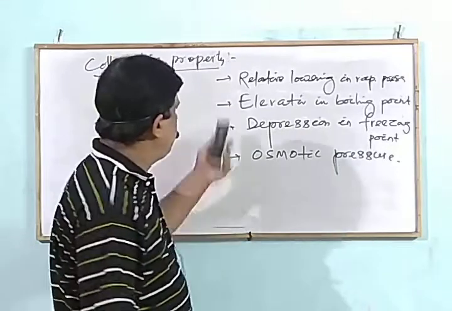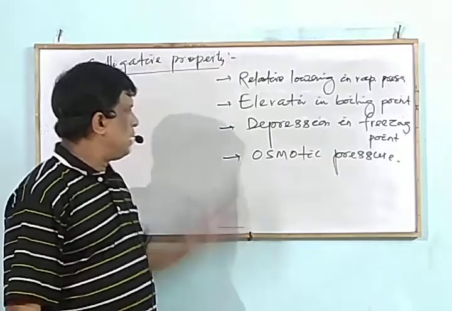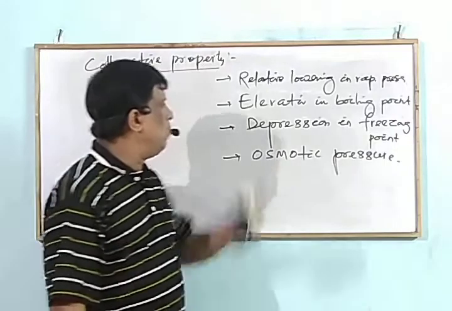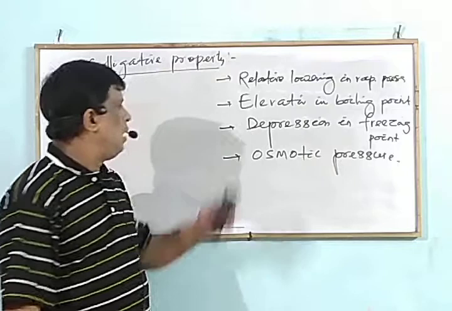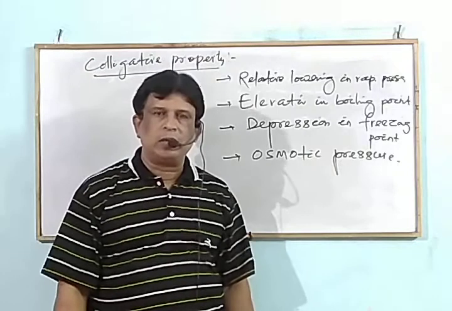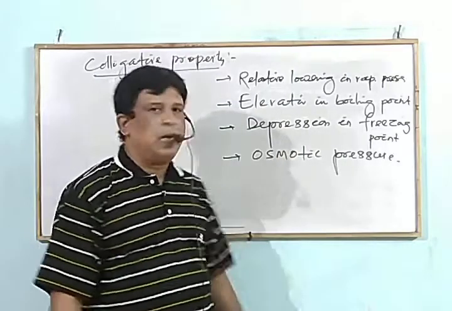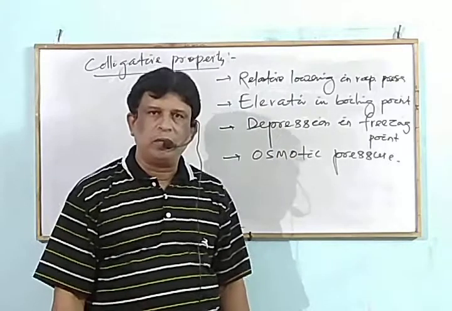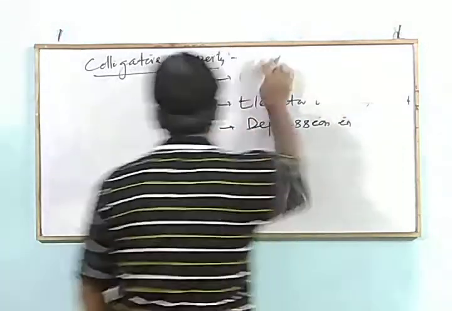I repeat again. One is relative lowering in vapor pressure. Second one is elevation in boiling point. Third one is depression in freezing point. Last one is osmotic pressure. So let us discuss one by one how to prove that these are the colligative property. First we discuss relative lowering in vapor pressure.